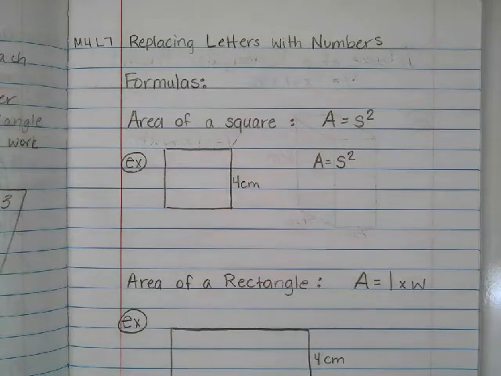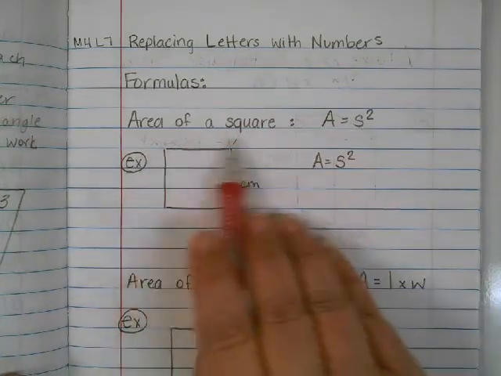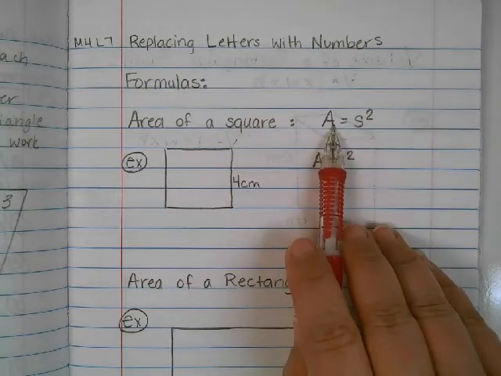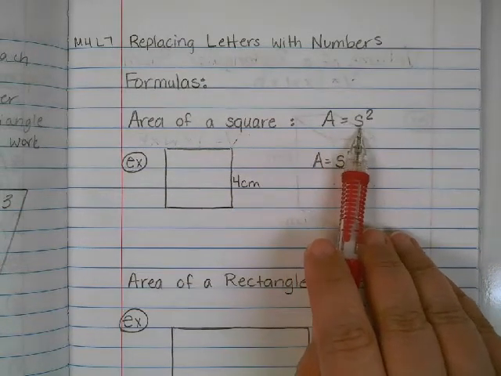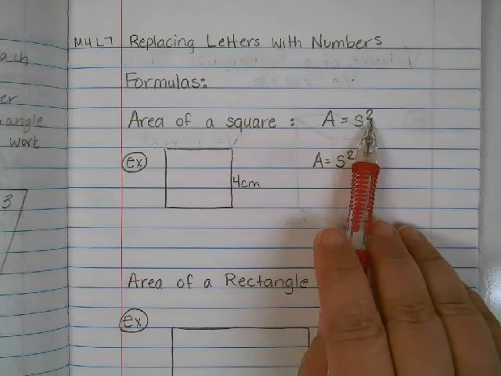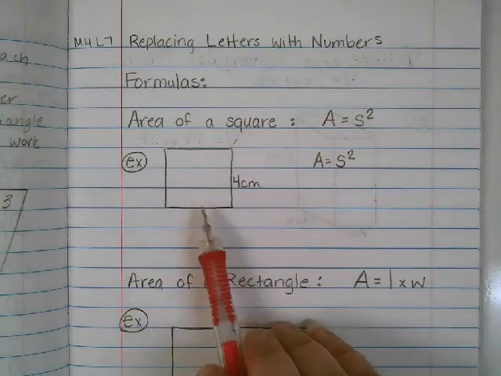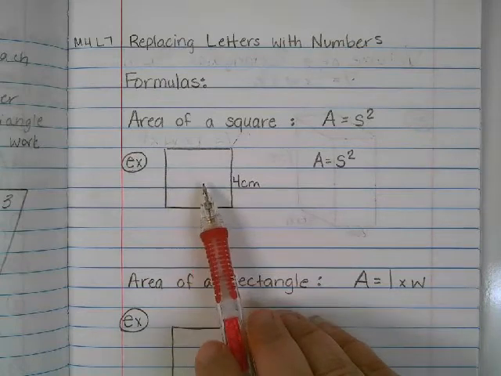So the first formula we're going to look at is the area of a square. The formula for area of a square is area is the same as the side squared, because we know that all four sides of a square are the same.